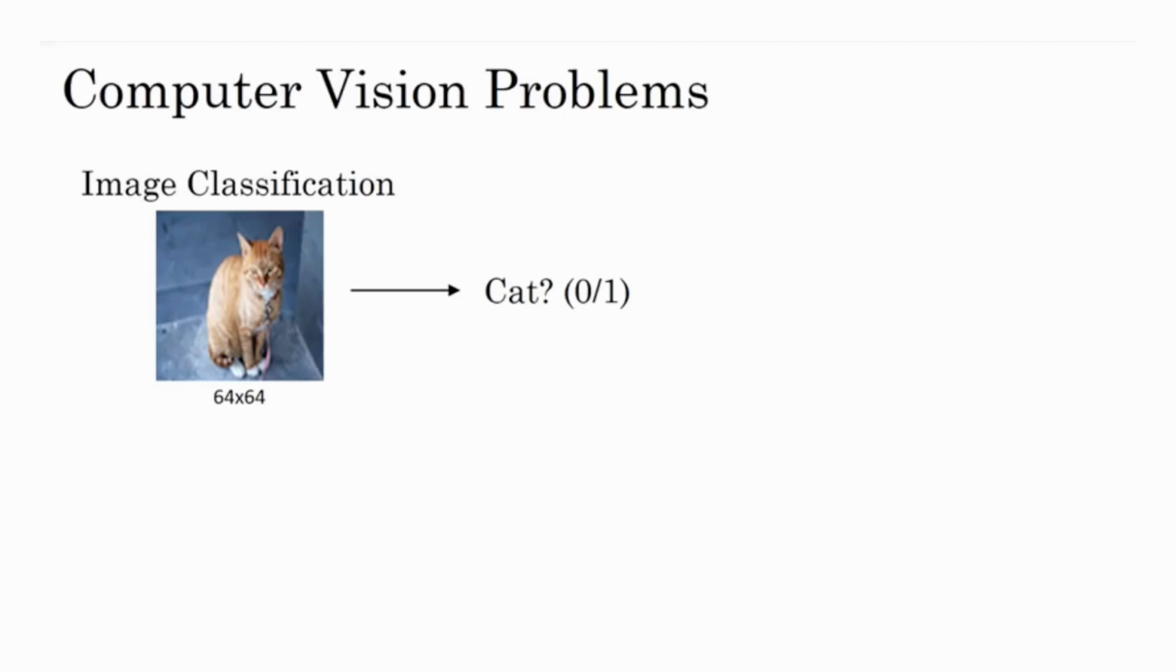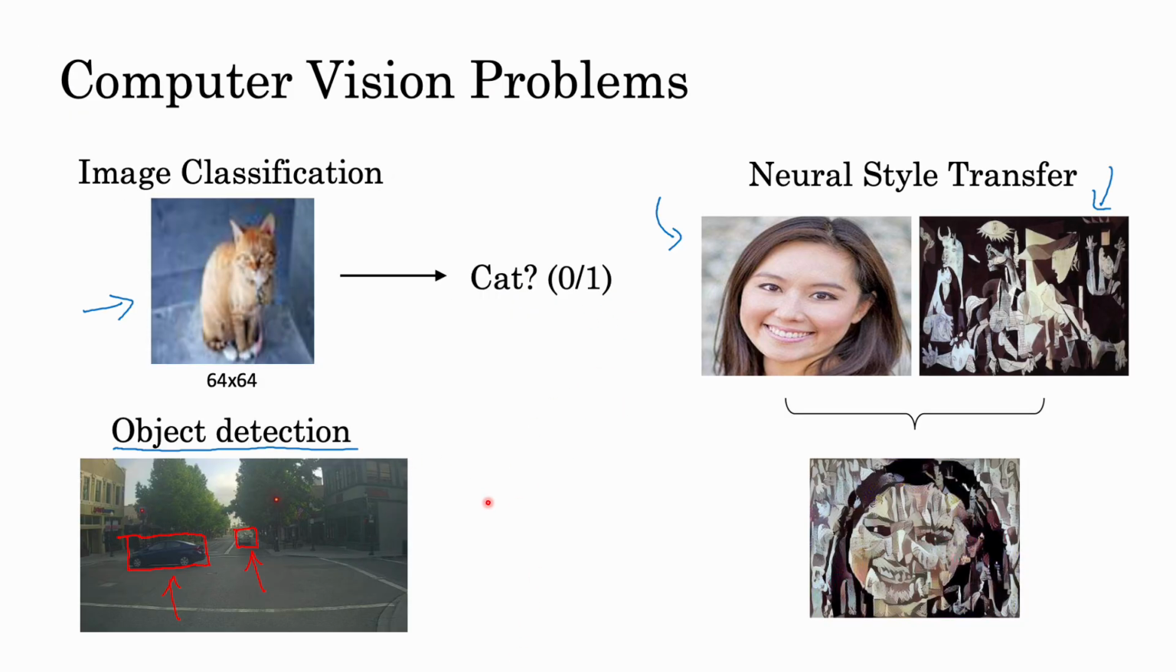One of them is image classification, like you can see in this example: is this image a cat or not? It will give the response based on it, yes or no. Then there is the problem of object detection, like when you have seen in some videos that there are bounding boxes around cars or other objects. That's exactly it.